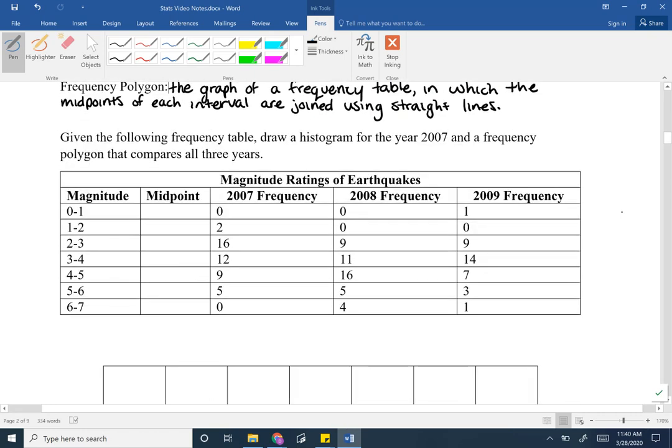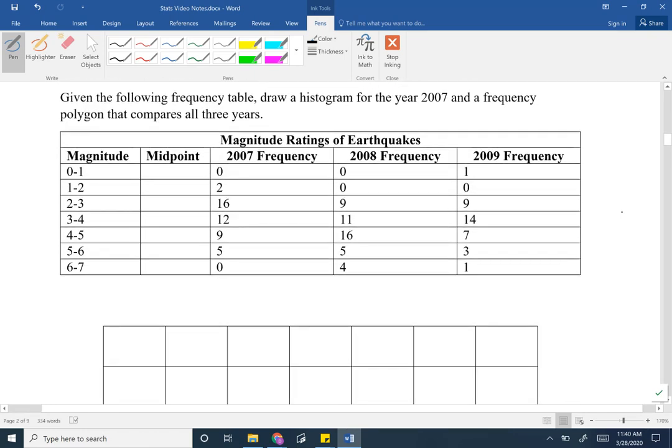Here is an example. Given the following frequency table, draw a histogram for the year 2007 and a frequency polygon that compares all 3 years. Okay, so what we're going to start with is I'm just going to draw a histogram and I'm going to choose to look at 2007. Afterwards, we're going to take all 3 of these sets of data and create a frequency polygon with it. So we're going to leave the midpoint for now. We're going to be doing the midpoint when it comes to our frequency polygon. Right now, what we're going to do is a histogram.